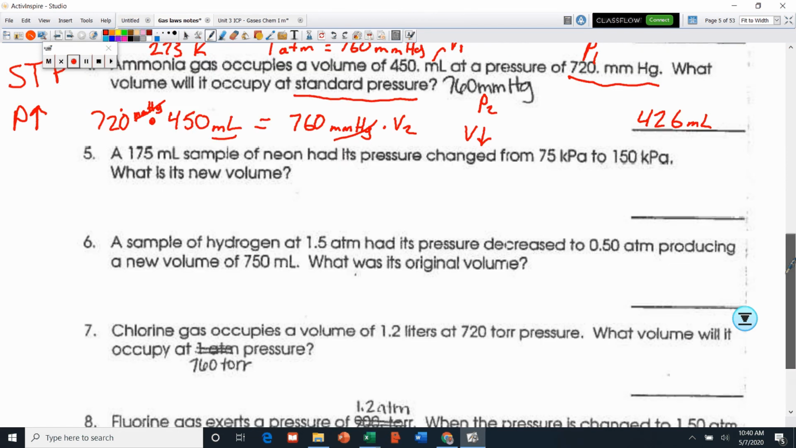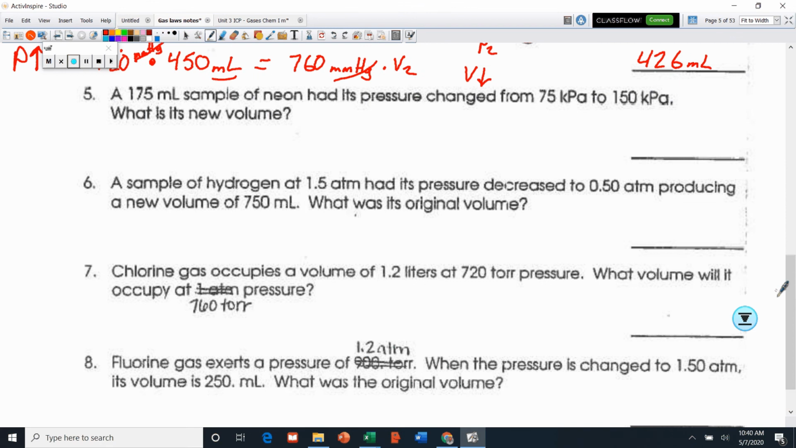I'll leave these up if you want to take a snapshot and try them for extra practice. You can pause the screen, get some of these down, and just try them. Again, always look at what happens to the conditions. Without even answering the question, if we call this P1 and this P2, it's going from 75 to 150. So pressure is increasing. By prediction, that means our volume should go down. So your answer should be less than 175.